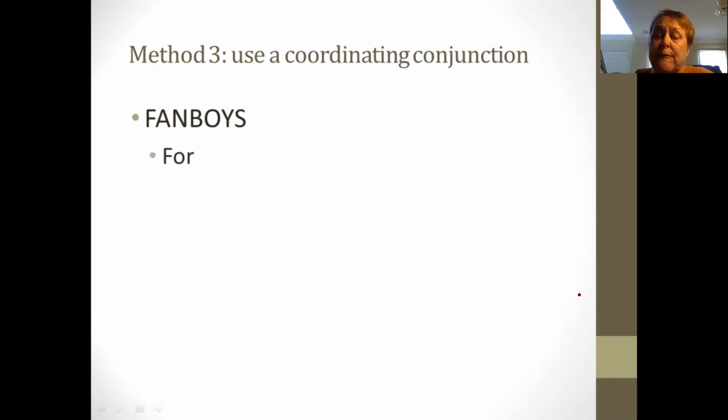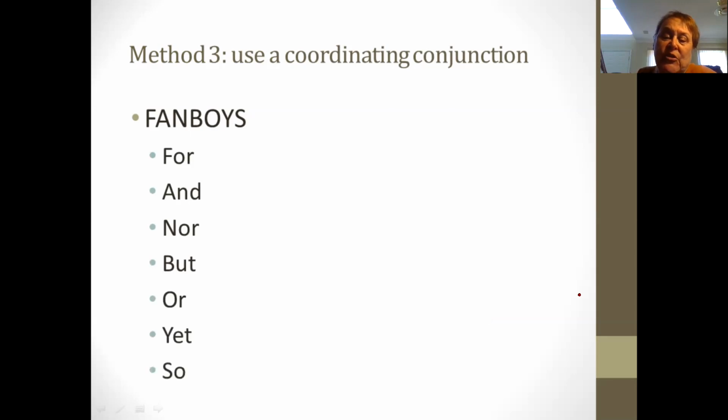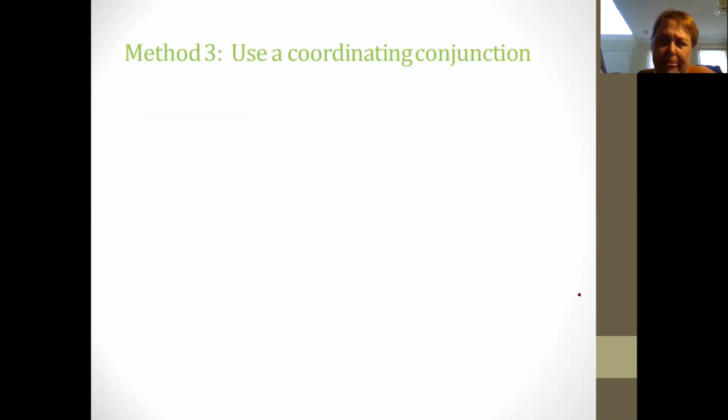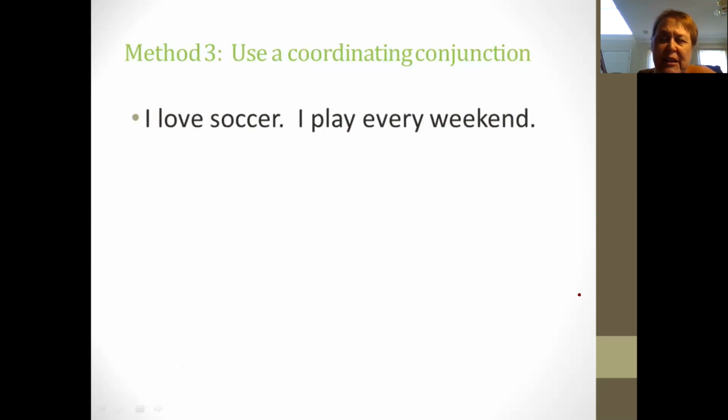So the first one is for, and, nor, but, or, yet, and so. So those are examples of coordinating conjunctions. Let's see a couple of them in action here. So here are our two independent clauses, our two sentences. I love soccer. I play every weekend.